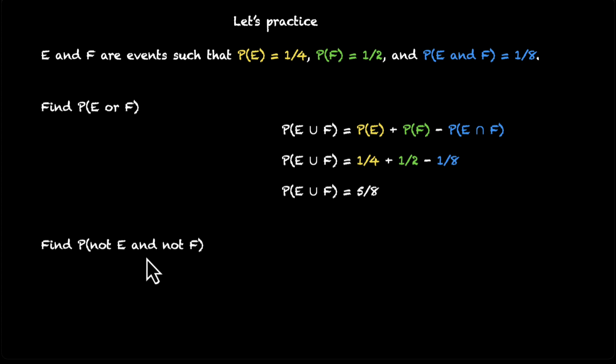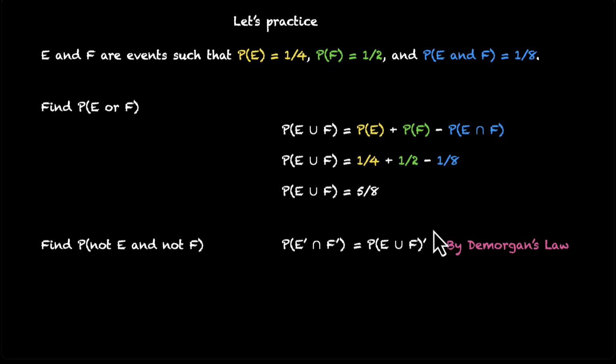Probability of not E and not F. So every letter counts. Not E means E dash, not F means F dash, and means intersection. So what we need is probability of E dash intersection F dash. Now, if your concepts for the chapter sets are solid, you might recall that this is equal to the complement of the set E union F, that is, probability of (E union F) dash. I'm going to write this down. And you might also recall that in your textbooks, this is called De Morgan's law.